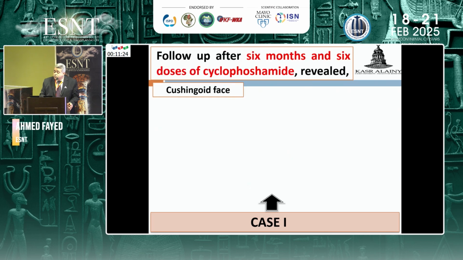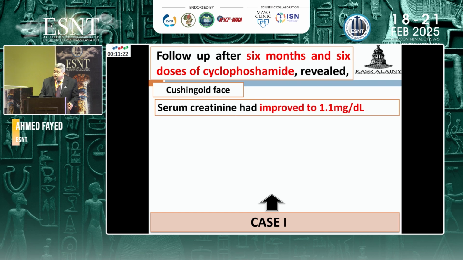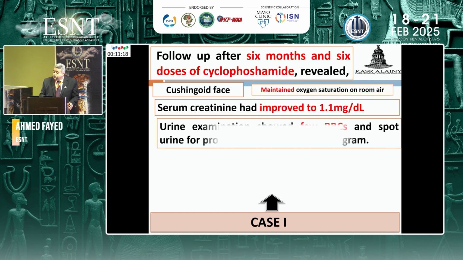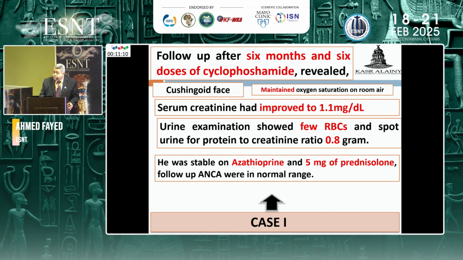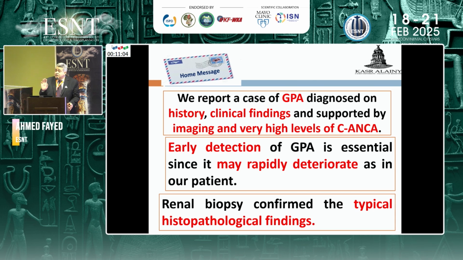After 6 doses of Endoxan, or cyclophosphamide, he had cushingoid facies, serum creatinine 1.1, maintained oxygen saturation, and on urine examination few RBCs. The spot urine test showed proteinuria reaching 0.2 gram, and he was on maintenance azathioprine and 5 milligram prednisolone, with follow-up ANCA within the normal range. And this is the case of GPA with the history and the clinical findings.